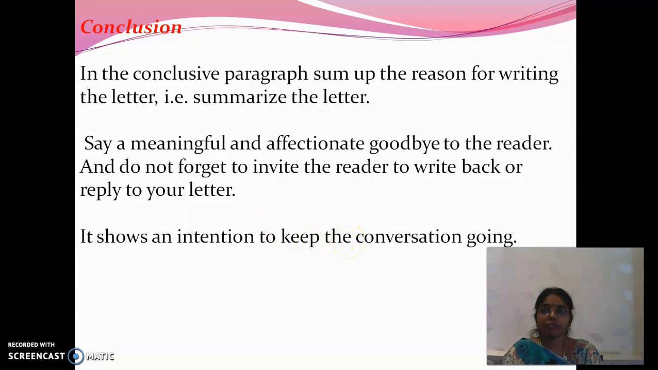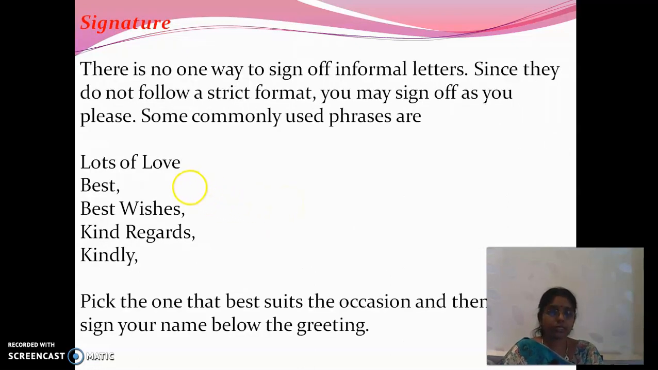So, you have to give a very good conclusion. Don't forget to invite the reader to write back or reply to your letter. That is very important here. Any doubts you have till this point? Is it clear? Shall we move to the next step?